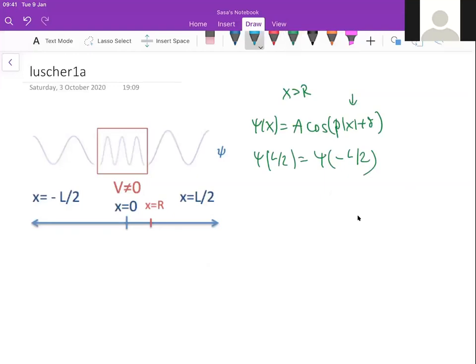Now, we also want to make the derivative continuous from one boundary to the other. So this will render the Lüscher equation for this case. We want the derivative at one boundary to be equal to the derivative at the other. So let's make those derivatives. Since I need a little bit of space, I write here. The derivative of psi is a cosine of p x evaluated at L/2, and then another p comes outside.